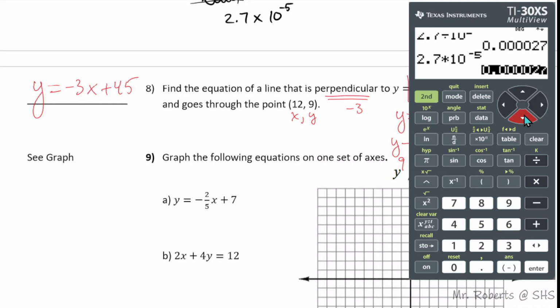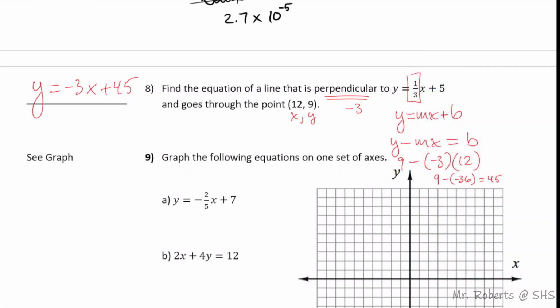Now, how do I know this is right? Well, one of the things that has to be true is it has to have the correct slope. If this has a slope of -3 and this has a slope of positive 1/3, clearly these lines are perpendicular to each other. And the other thing I know is that if I give this line a value of 12, if x is 12, it better give me back the number 9. Input 12, output should be 9. And yeah, absolutely.